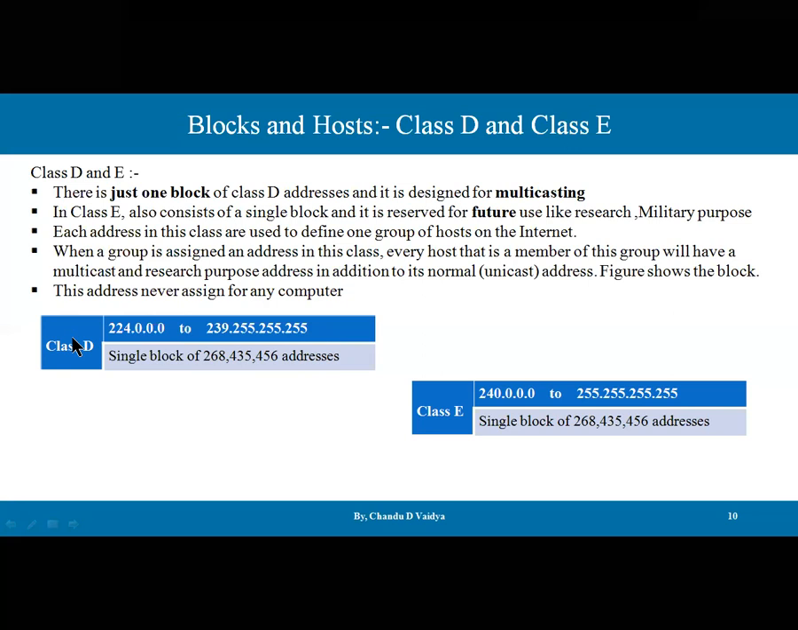Subsequently, class B has 2 octets for the host ID and 2 octets for the net ID. In class C, 3 octets are for the net ID and the last octet is for the host ID. So this is all about classful addressing, guys. In the next lecture, we are going to discuss the subnetting portion.